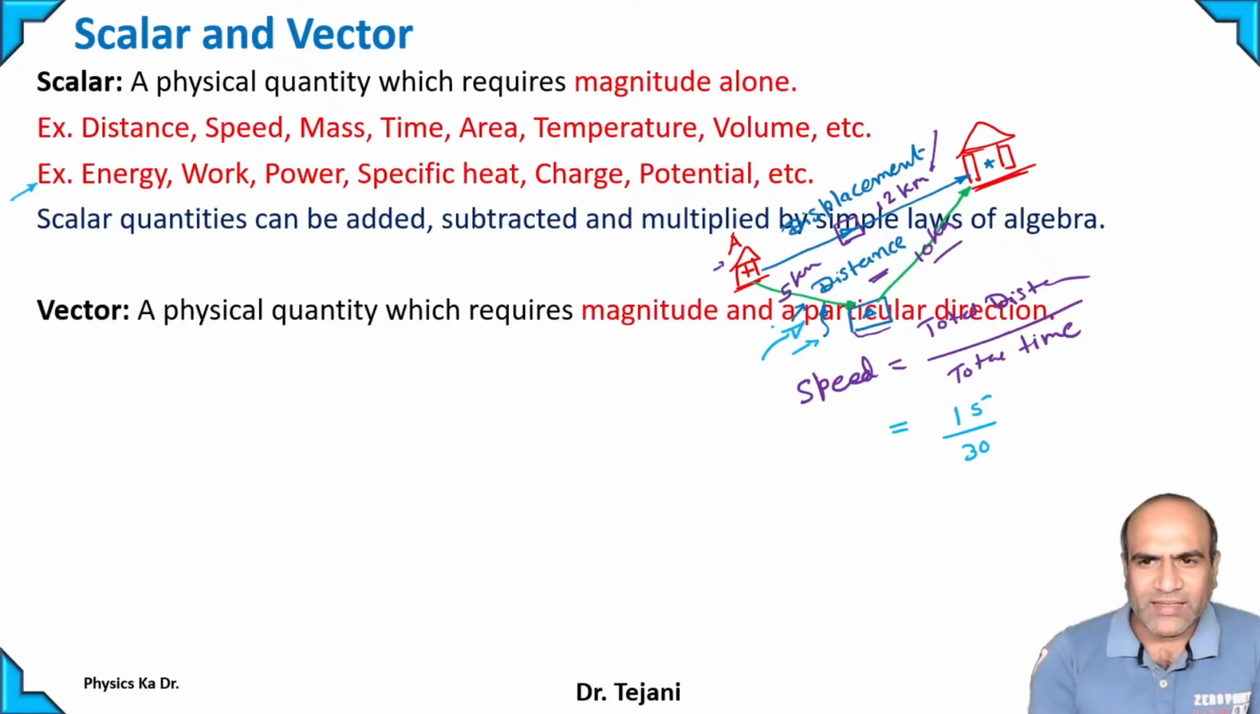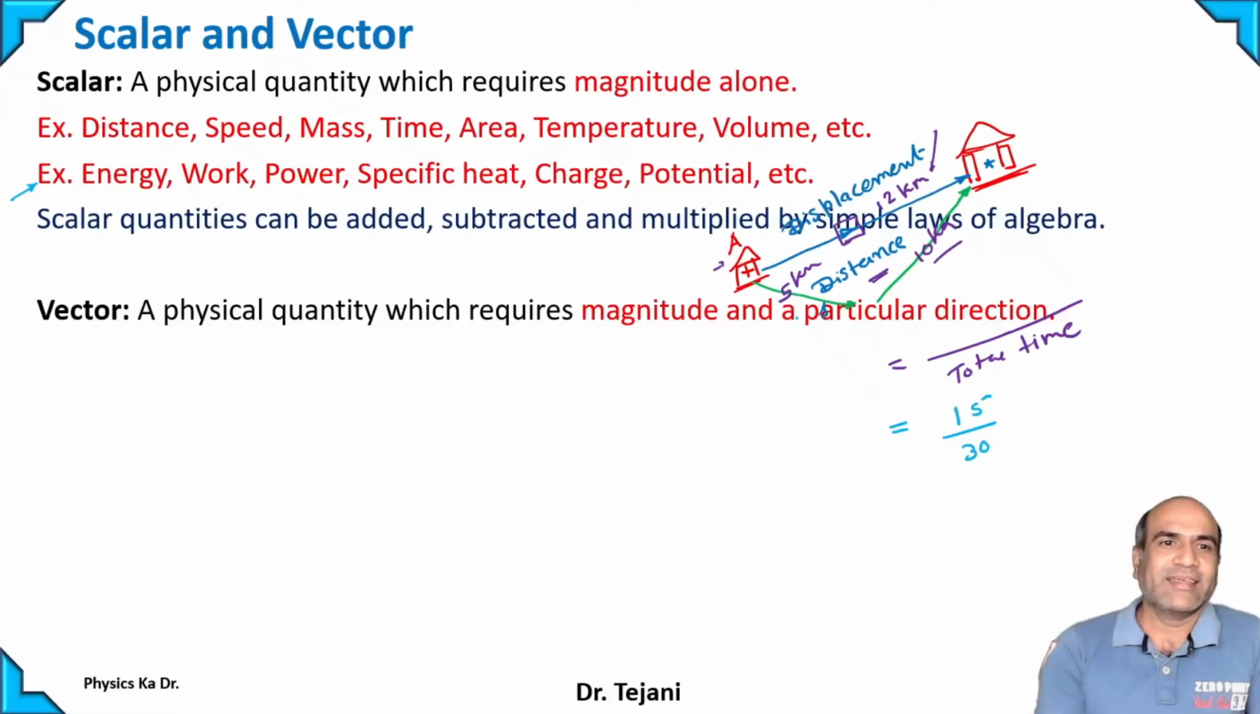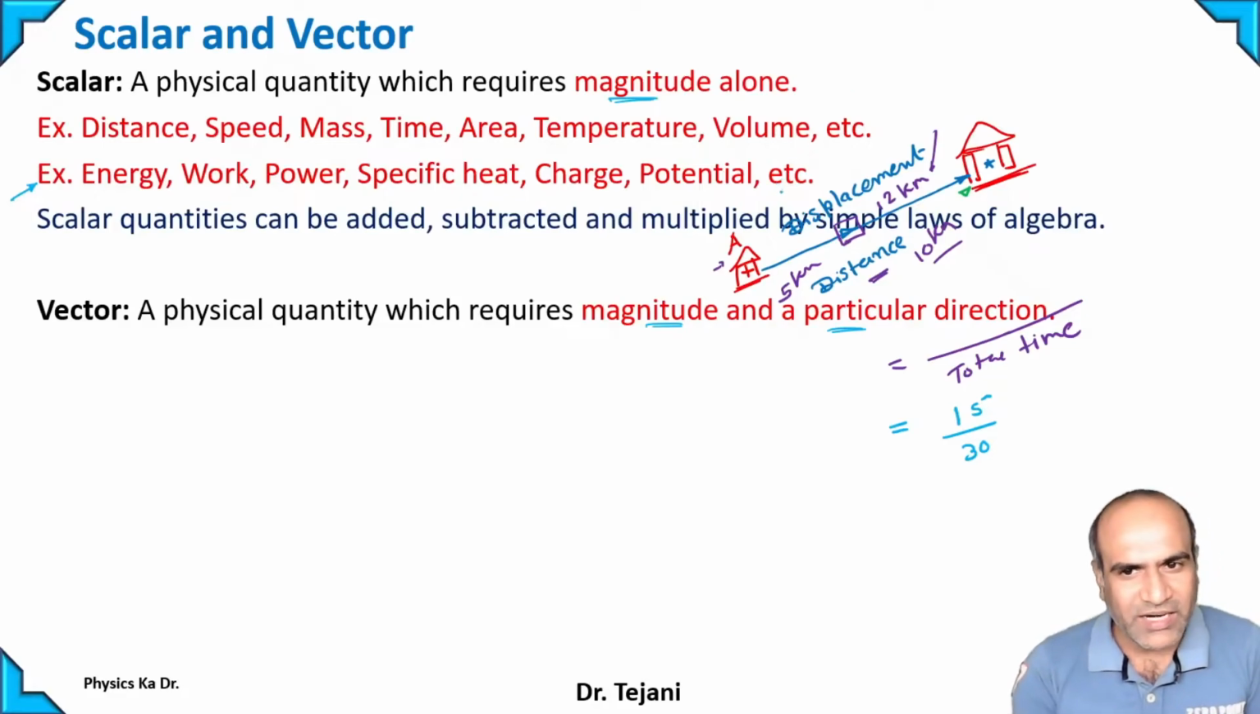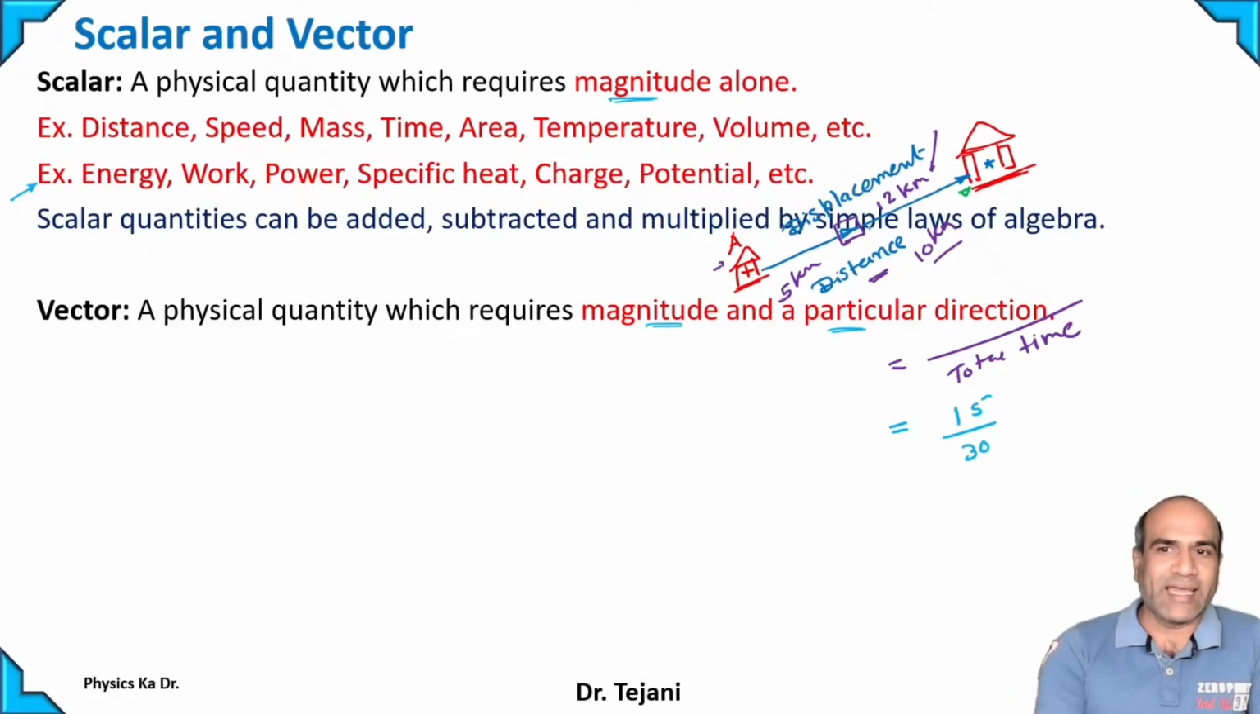Now the second one is the vector quantity. So what does it present? A physical quantity which requires magnitude. It was already there in the scalar also, right? Here, in terms of magnitude, plus we need a particular direction. Here we need magnitude plus a direction.